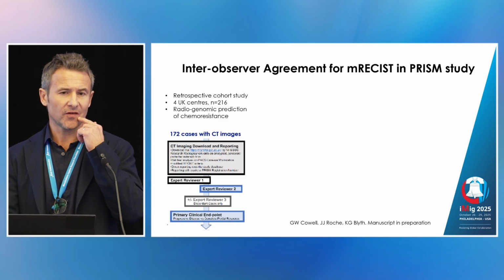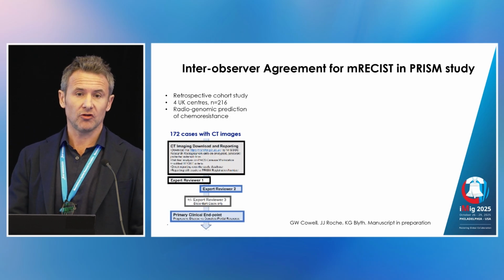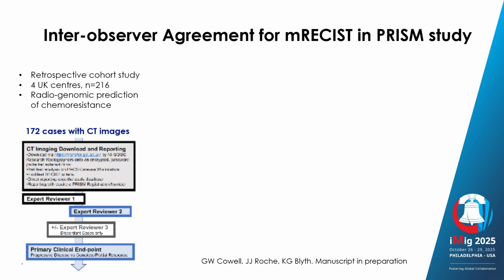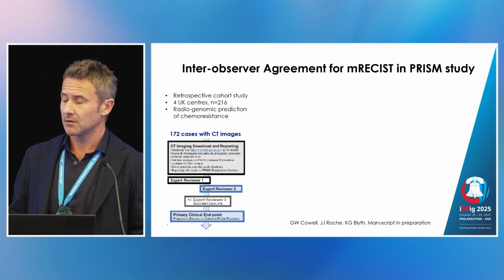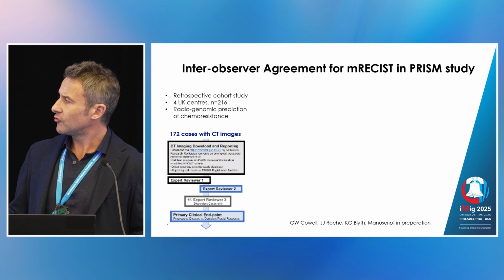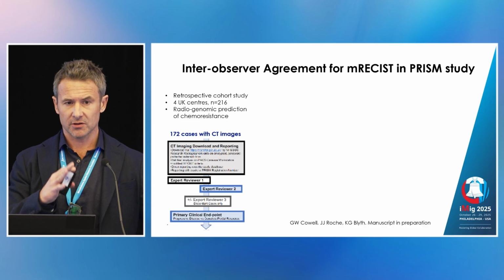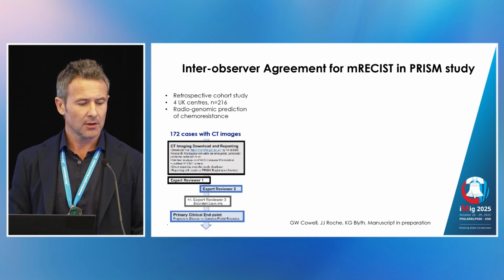We have tried to quantify the amount of disagreement that radiologists have when they report CT scans. And so the numbers here correspond to a study that we ran in the UK, where we retrieved CT scans from 4 centres for about 200 patients. And we got CT images for about 170 of those patients. And we asked our expert radiologists, so we have 5 or 6 expert radiologists who run our national service, so they're used to looking at CT scans every day. And we asked 2 of them to independently review the same scans and tell us what the response was on those scans. And the focus of the study was a genomic test that's not important for this discussion.